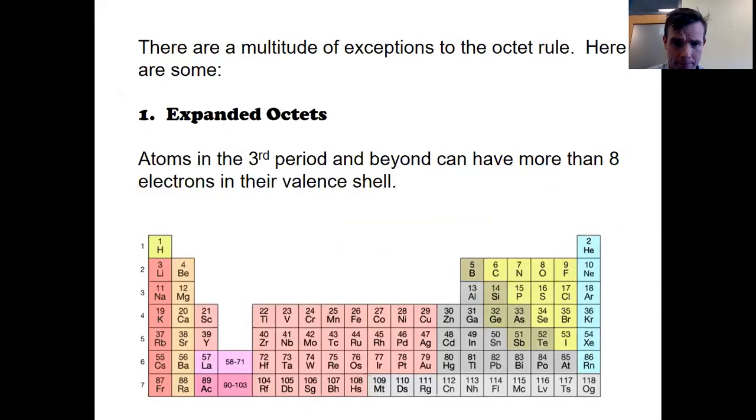At any rate, it will turn out that there are a multitude of exceptions to the octet rule. Here are some of them. The first are called expanded octets. So atoms in the third period and beyond can have more than 8 electrons in their valence shell. Here's an example.